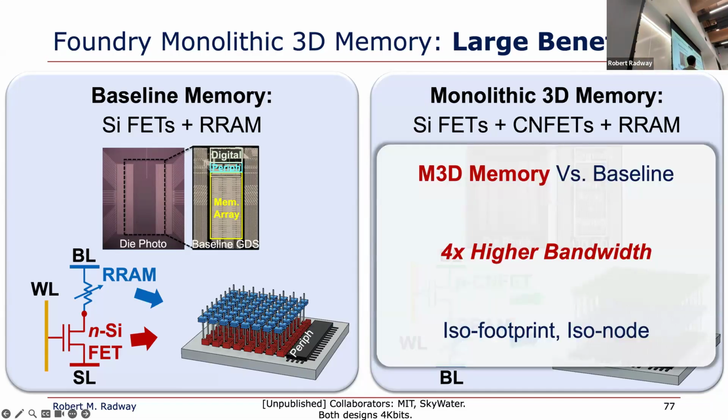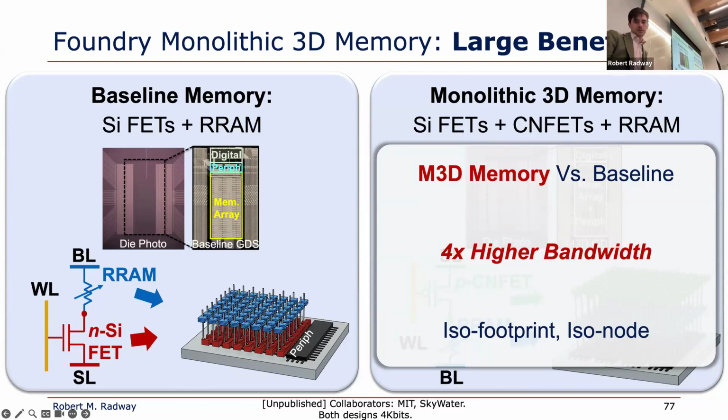So this was actually demonstrated in hardware with collaborators at MIT and a foundry in the US. Iso footprint, iso node, using the same memory technology, you can have 4x bandwidth increase. That's pretty substantial, right? That means you get basically a 4x speed up if you design your compute system correctly, in addition to the energy benefits that I talked about earlier.